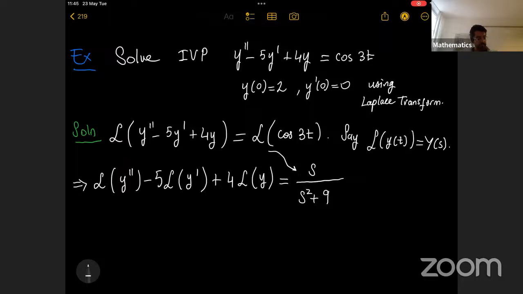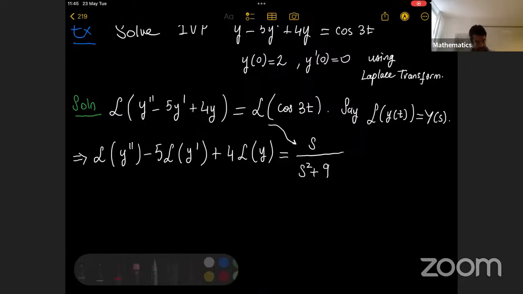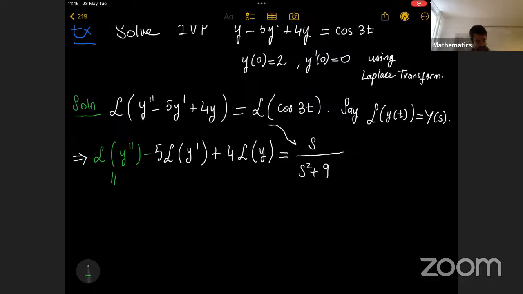All right, let's expand this Laplace transform on the left-hand side. This one here, y double prime, by the rule, is the Laplace transform of y, which is Y(s), times s squared, right? s squared times this, minus s times y(0), minus y prime (0). That was the formula for the Laplace transform of the second derivative, right?